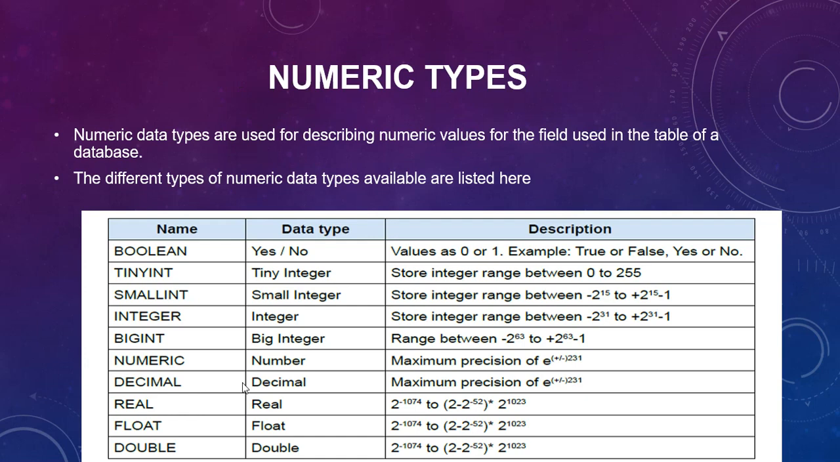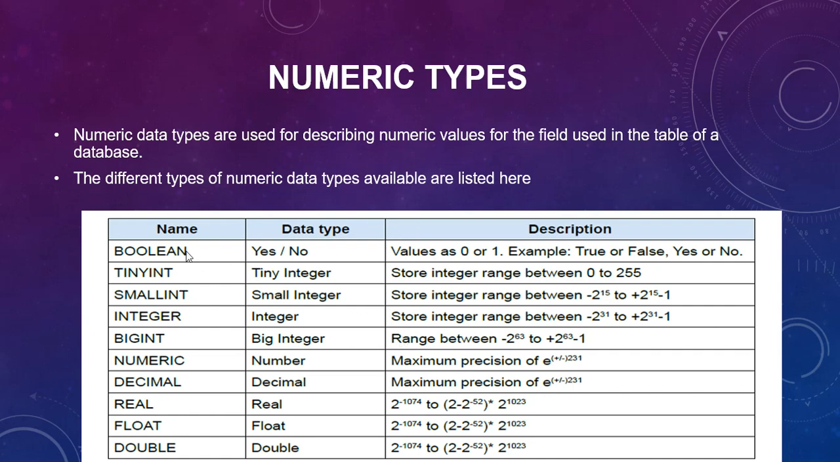The first type is numeric types. As the name indicates, numeric type means numbers. Numeric data types are used for describing numeric values for the fields used in the table of your database. So these are the different types of numeric data types.